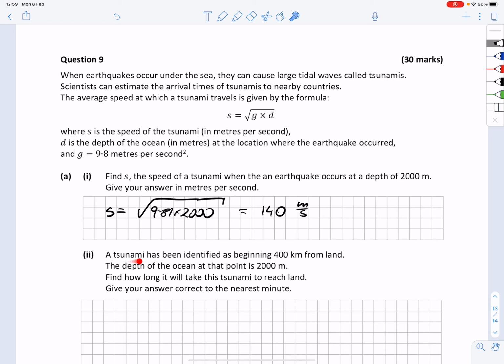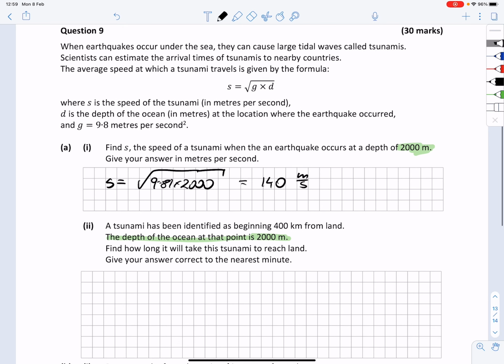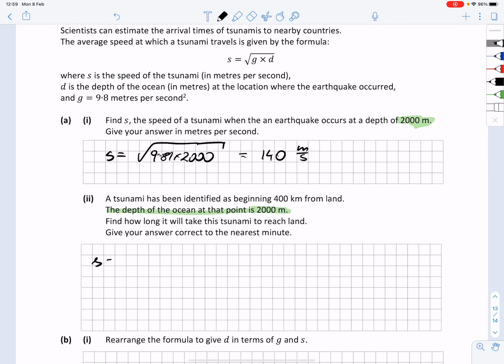Part 2, a tsunami has been identified as beginning 400 kilometers from land. Depth of the ocean is 2000 meters at this point. Find how long it will take for the tsunami to reach land. Give your answer correct to the nearest minute. Note that in this particular case, the depth of the ocean is 2000 meters, the same as in the previous problem, which tells me that S, the speed of the tsunami, is equal to 140 meters per second. You could calculate it as well using the same approach.